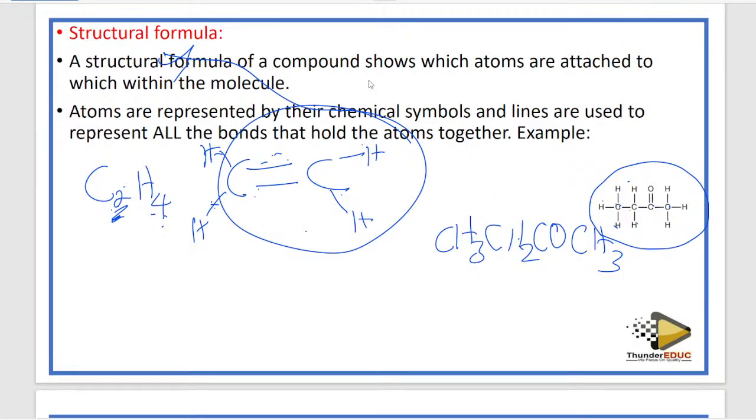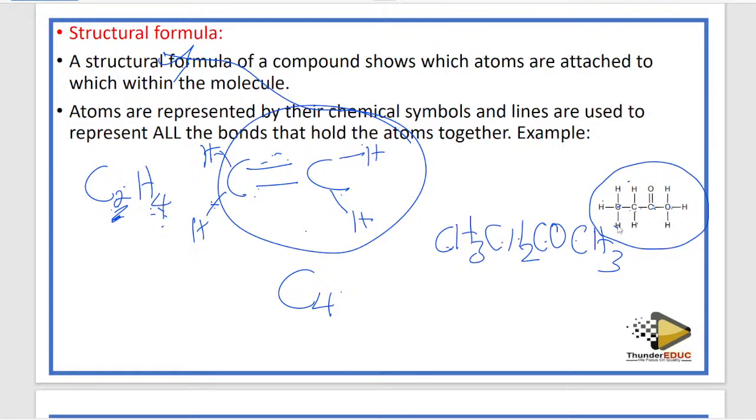What about when I want to write the molecular formula of this? So this is a condensed structure formula. What about if I want to write the molecular formula of that? I can write it by asking how many carbons do I have here? 1, 2, 3, 4. Say C4.